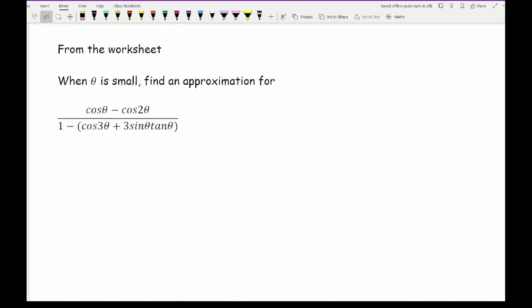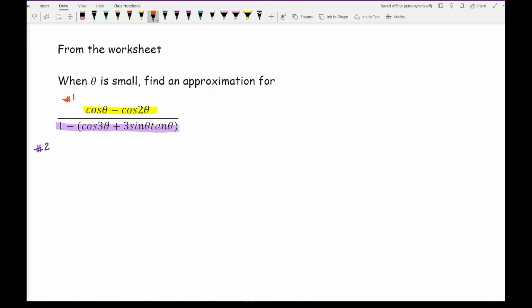So from this question, what we want to do is, it says when theta is small, find an approximation for this particular expression. Now when you end up with something that looks quite complicated, what I would do is take each section separately. So I'm going to write #1 for the numerator, and #2 for the denominator, and just deal with them separately.